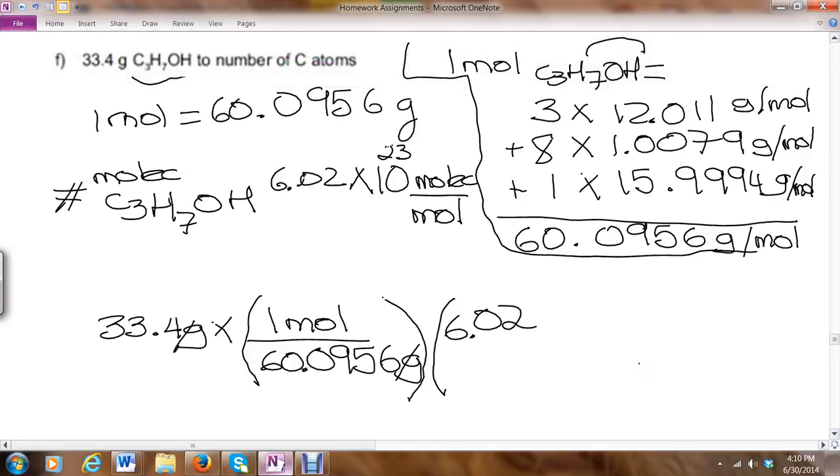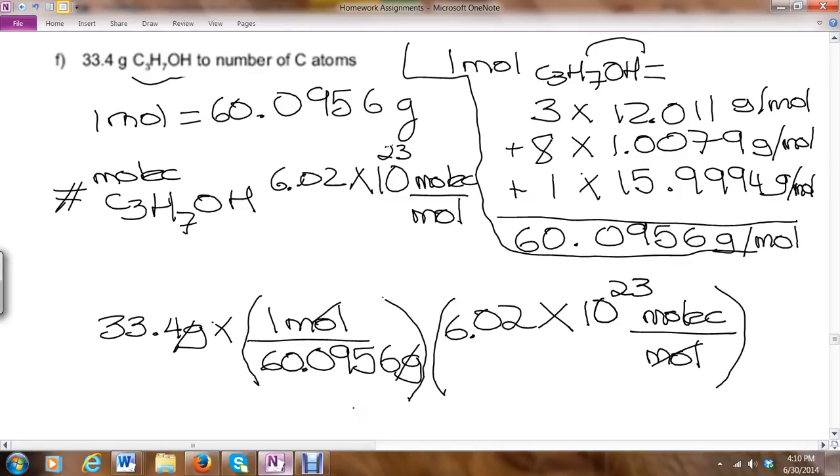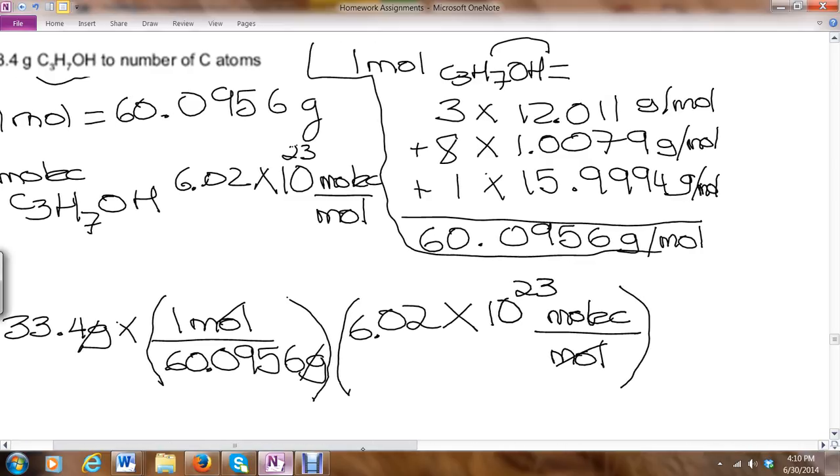I'm going to give you all those constants. You don't need to memorize them. 6.022 times 10 to the 23, and this would be the number of molecules divided per mole. Now we cancel out moles, and we keep on going because we still need to find the number of carbon atoms.